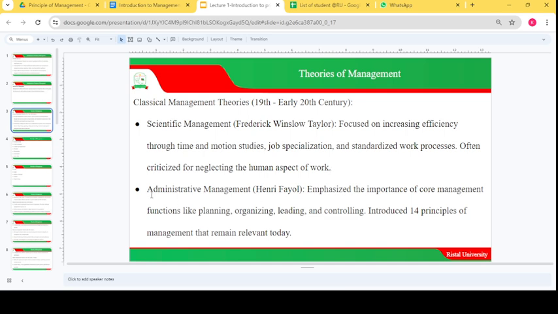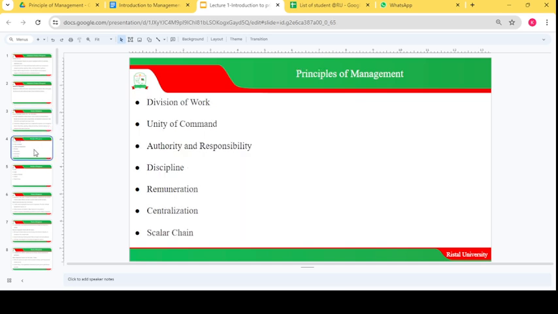Another one is administrative management, which was developed by Henri Fayol. He emphasized the importance of core management functions: planning, organizing, leading, and controlling. He came up with 14 principles of management that remain relevant up to date. In the work environment we are in today, they are still relevant. So let's look at those principles that Fayol came up with.